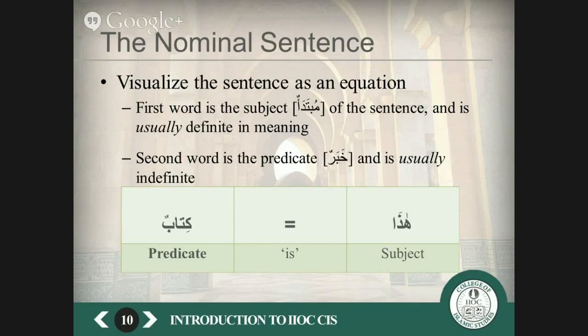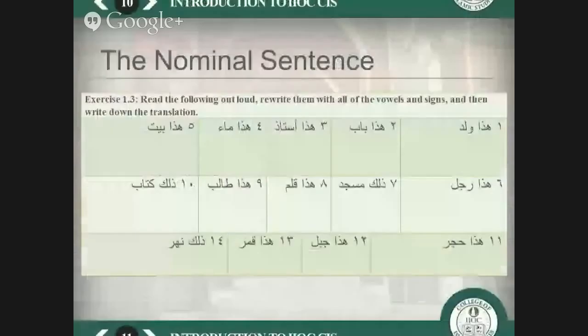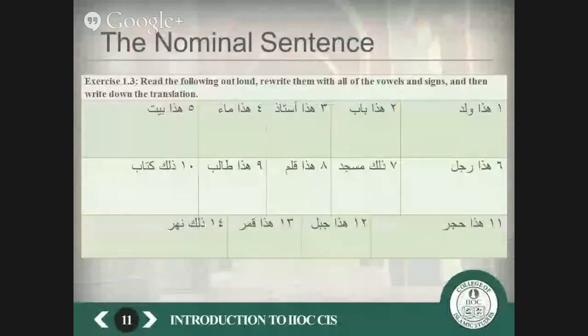And now what you can do is take any demonstrative pronoun, even a new one. If we learn a new one, the plural, for example, the word these, you can substitute that in here. You can take any noun and substitute in here, and you can make a complete sentence, and you know exactly how the sentence functions. You know the meaning of it. That's it. So it's very simple. Let's do some practice. Read the following sentences out loud. These are complete sentences, by the way. Rewrite them with all of the vowels and the signs, and then write down the translation. So I'll do number one with you as a practice.